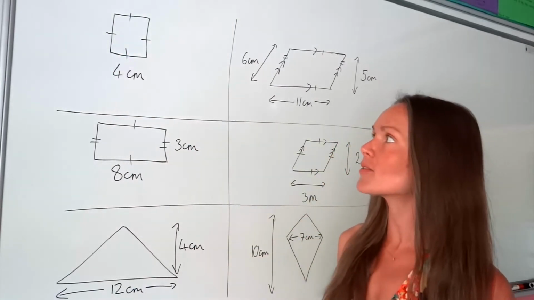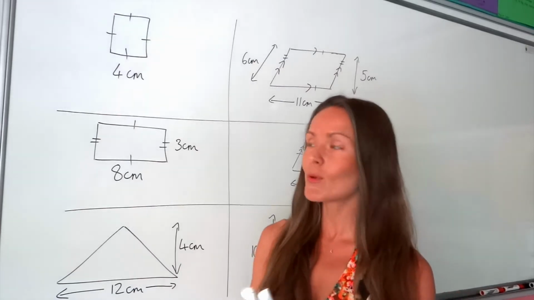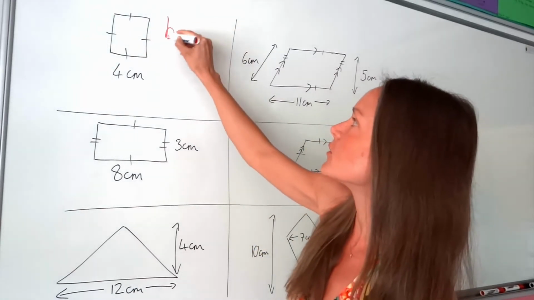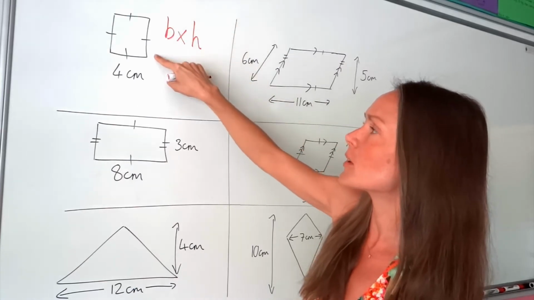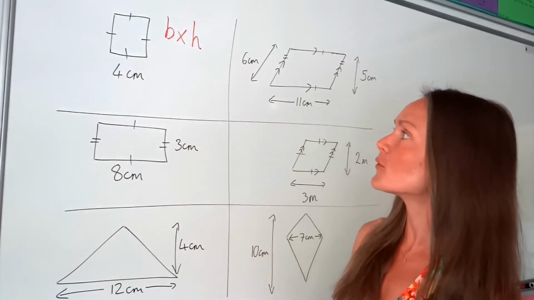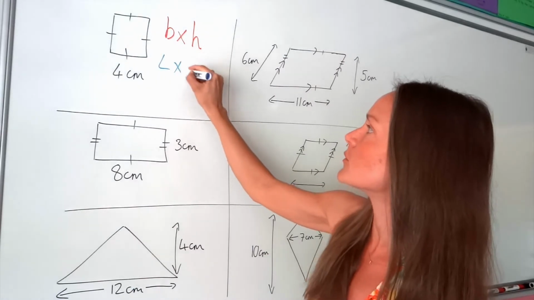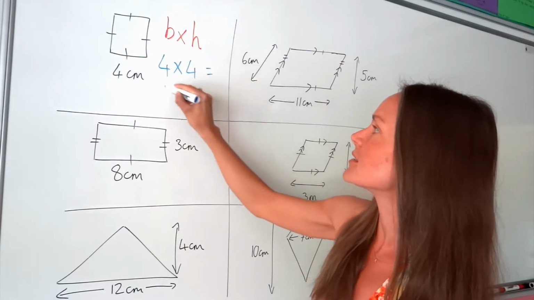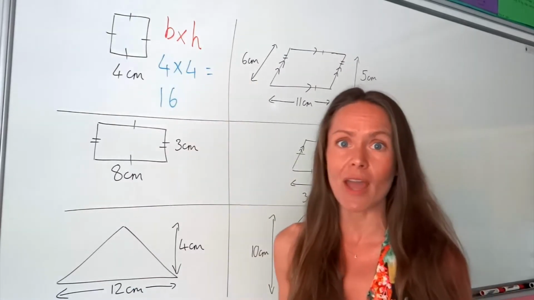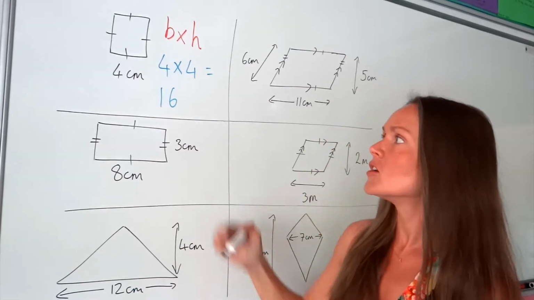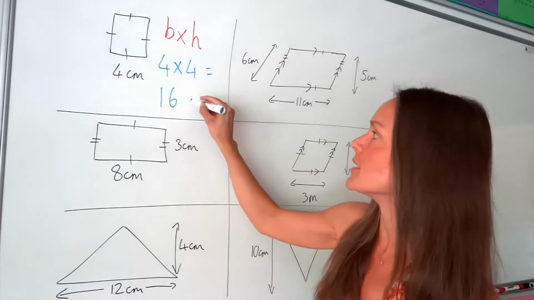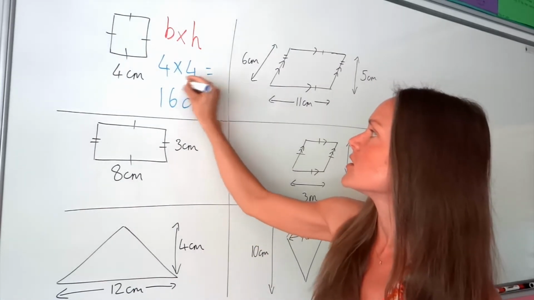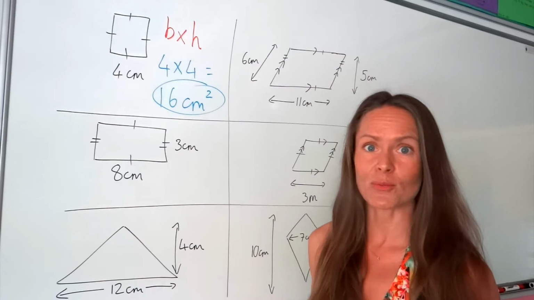To work out the area of any square, what you have to do is multiply the base, so this length here, by the height, which is this one, which is also 4. So for the first one, we're just doing 4 times 4, which is 16. And the units for area are always squared. Because this length is in centimeters, our units will be centimeters squared. So that's the answer to the first one.